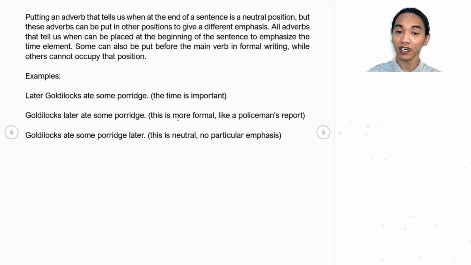Example, later, Goldilocks ate some porridge. Goldilocks later ate some porridge. This is more formal, like a policeman's report. Now, Goldilocks ate some porridge later. So this is just the neutral positioning of these adverbs of time. Please remember that.